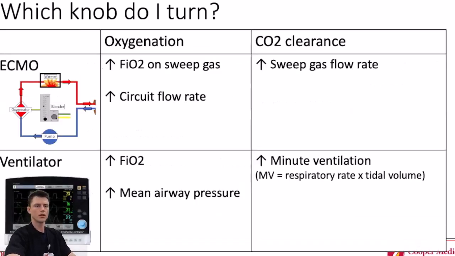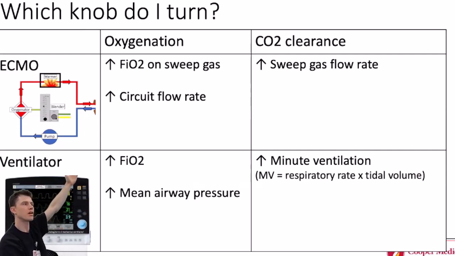All right. This is just analogous for the ventilator, just to drive it home. So on ECMO, we talk about our oxygenation, FO2, and our circuit flow rate. For CO2, we talk about sweep gas flow rate. For the ventilator, we can turn up our FO2, or we can increase our mean airway pressure. So often we go up on our PEEP to increase our oxygenation. And then minute ventilation is how we control our CO2 clearance, the respiratory rate times our tidal volume. Cool.